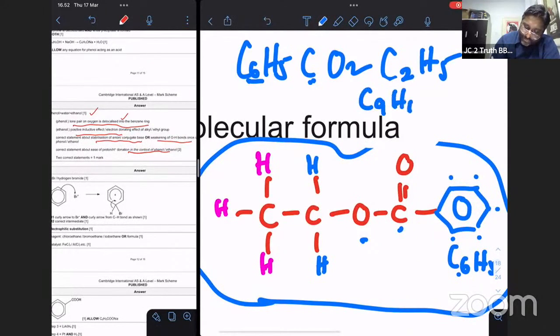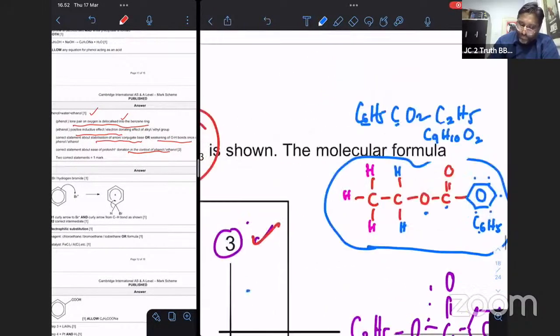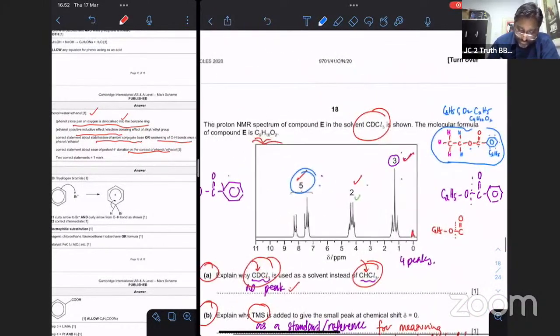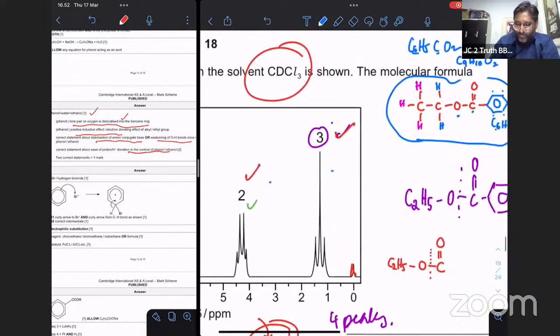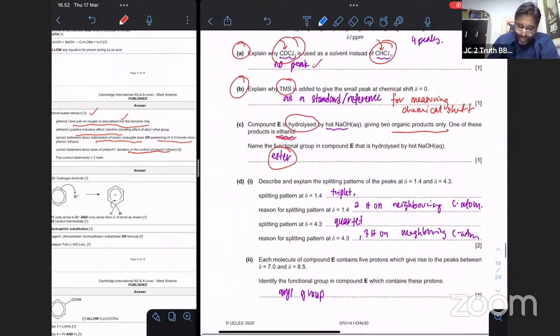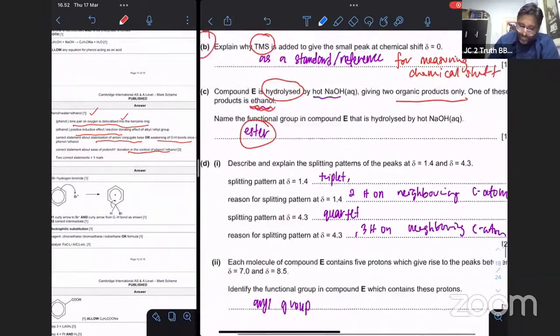C9, hydrogen 10, oxygen, that's 2. So C9H10O2, is that what they want? Yeah, that is what they want. So most likely this is correct. Now, describe the splitting pattern.